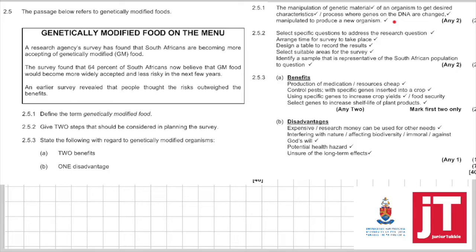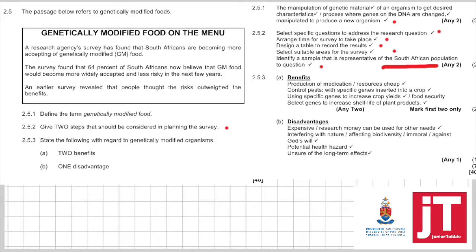2.5.2. Give 2 steps that should be considered in planning the survey. When you're planning the survey, select specific questions to address the question, arrange the time for the survey to take place, design a table to record results, select suitable areas for the survey, and identify a sample that is representative of the South African population to question.